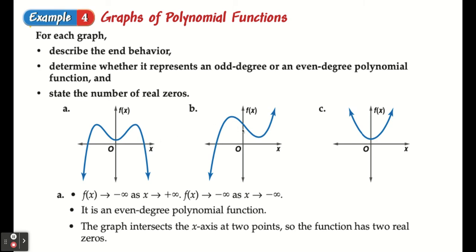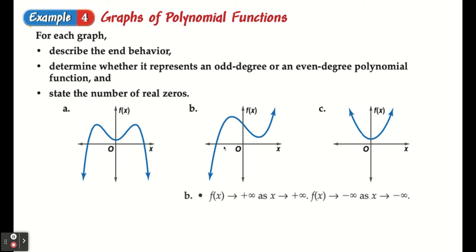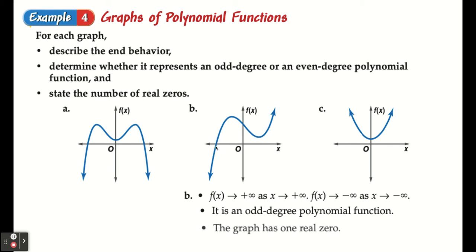Let's look at B. So for B, f of x heads to positive infinity as x goes to positive infinity, and f of x heads to negative infinity as x goes to negative infinity. So each end heads in opposite directions. So this is going to tell me that it is an odd degree polynomial function. And if I look, it only crosses the x-axis at one place, so it only has one real zero.